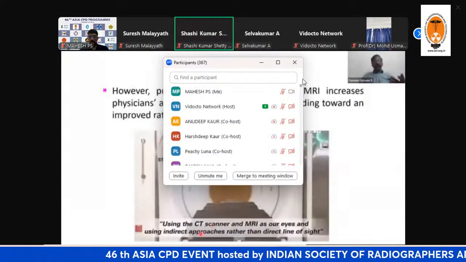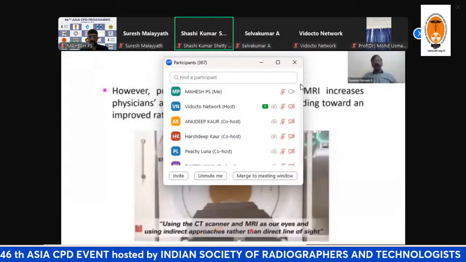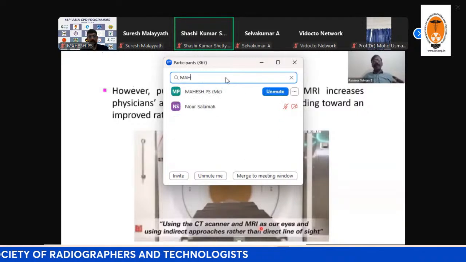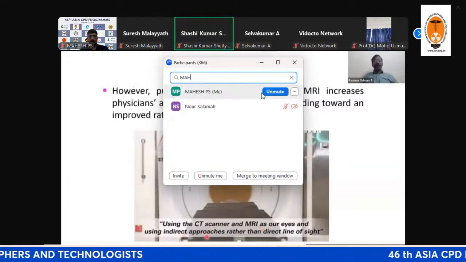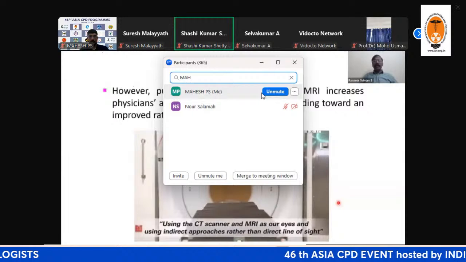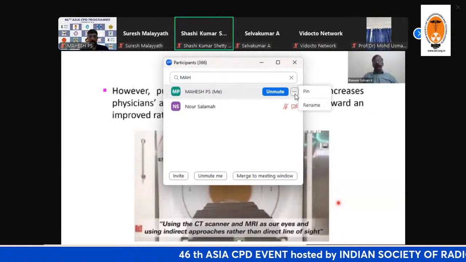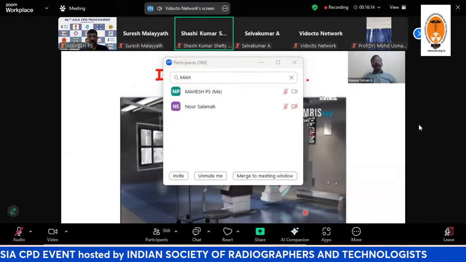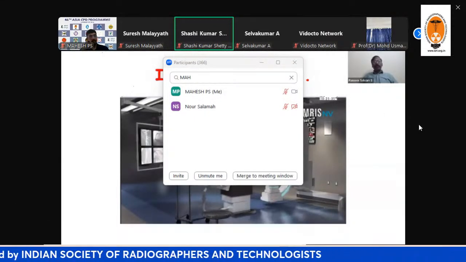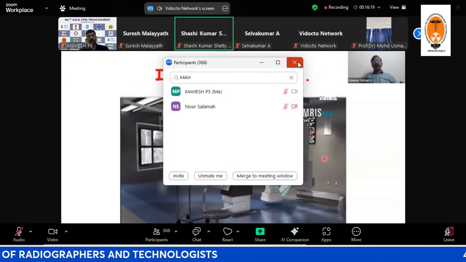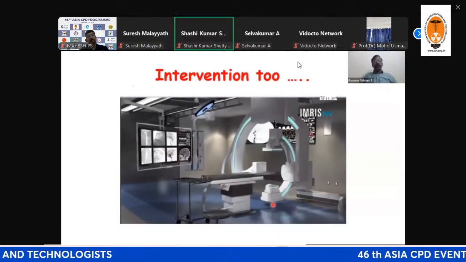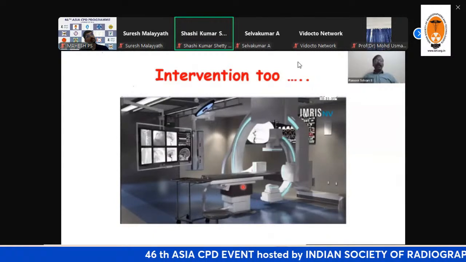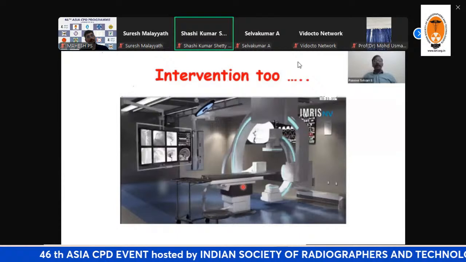Of course, CT is also used at some angles, and MRI also. So we use CT and MRI as our eyes, using indirect approaches rather than the direct line of sight. That is the greatest advantage of IMRI. There is another option, intervention too. We can also have a catheterization lab, an interventional radiology division near the operation theater. And this also can be used like how we use MRI as a tool.